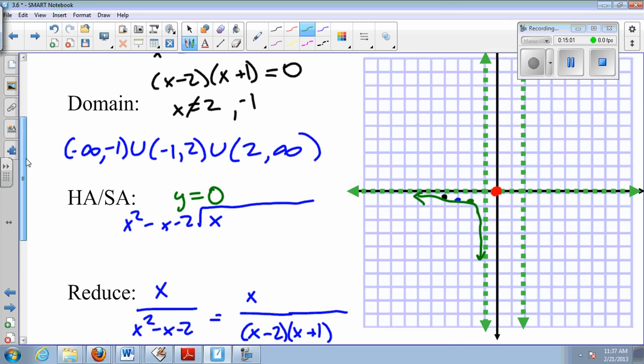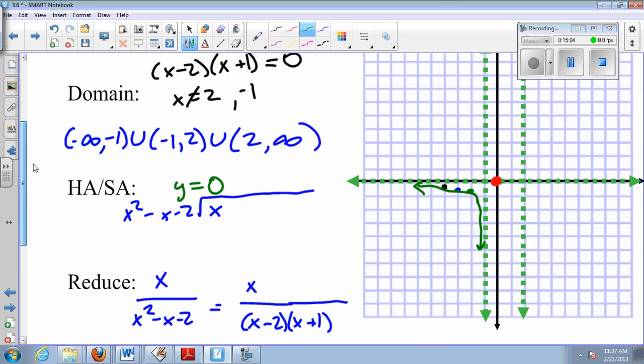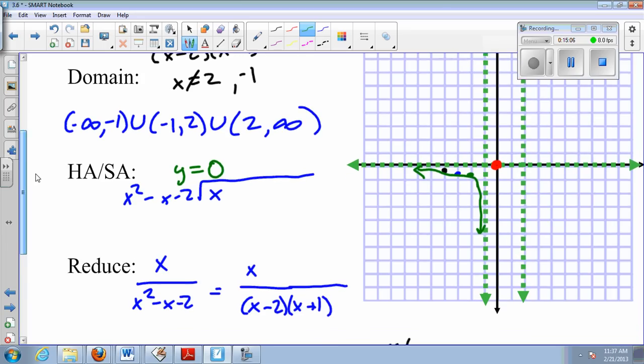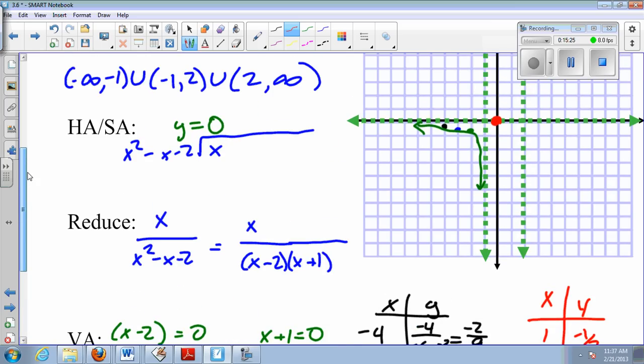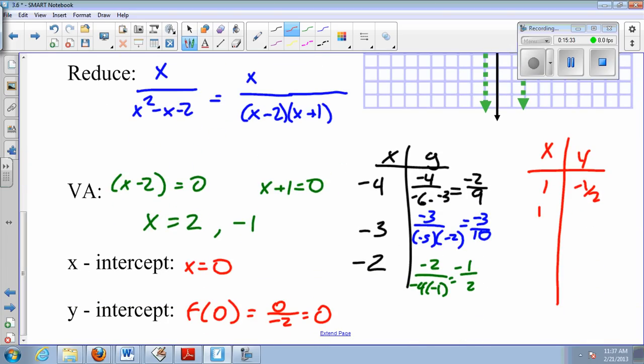Now we need the middle section. We already got 0. We need 1. We go 1. We get negative 1/2. Now that's not enough for us to see what's going on, so we also need to work out positive 1/2 and negative 1/2.